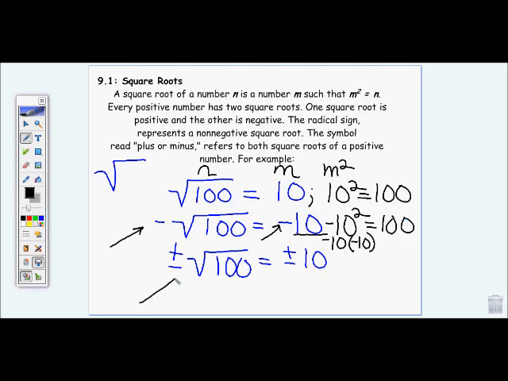So again, take that symbol and you're going to keep it with your answer. So if it really was the positive square root of 100, it would be a positive 10. If it was the negative of the square root of 100, it would be a negative 10.